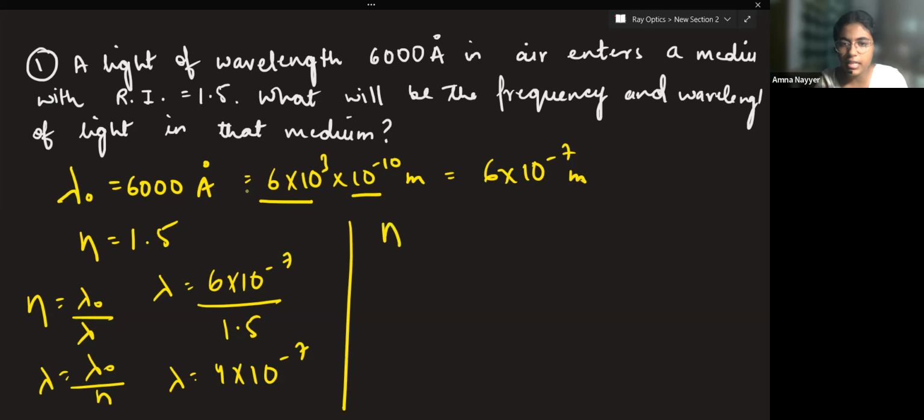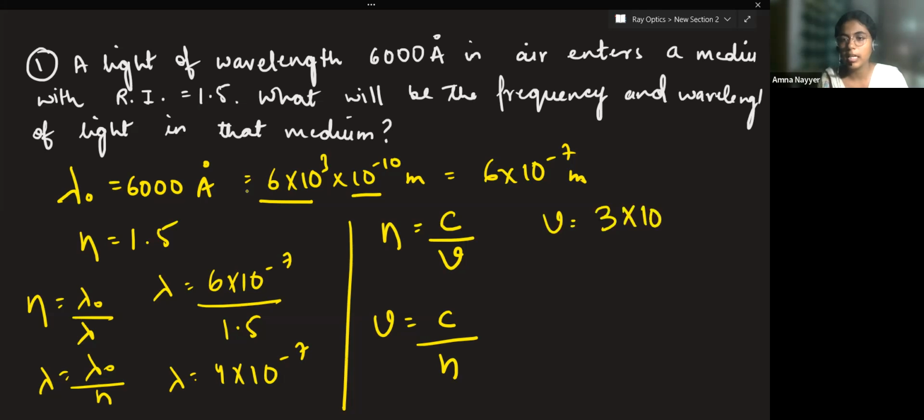What was refractive index? Refractive index was speed of light divided by the velocity. Now, from here we have to find out velocity, which will be speed of light divided by n. From here, if you calculate, your speed of light in the medium will be given by 3 into 10 to the power 8 meter per second divided by the refractive index, which you have 1.5.